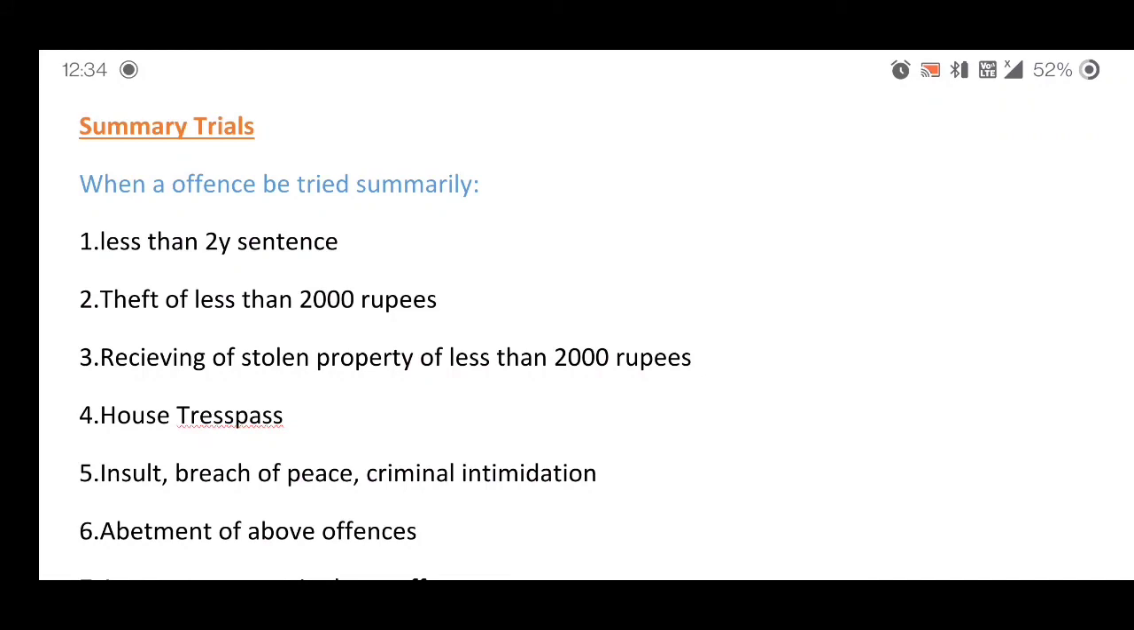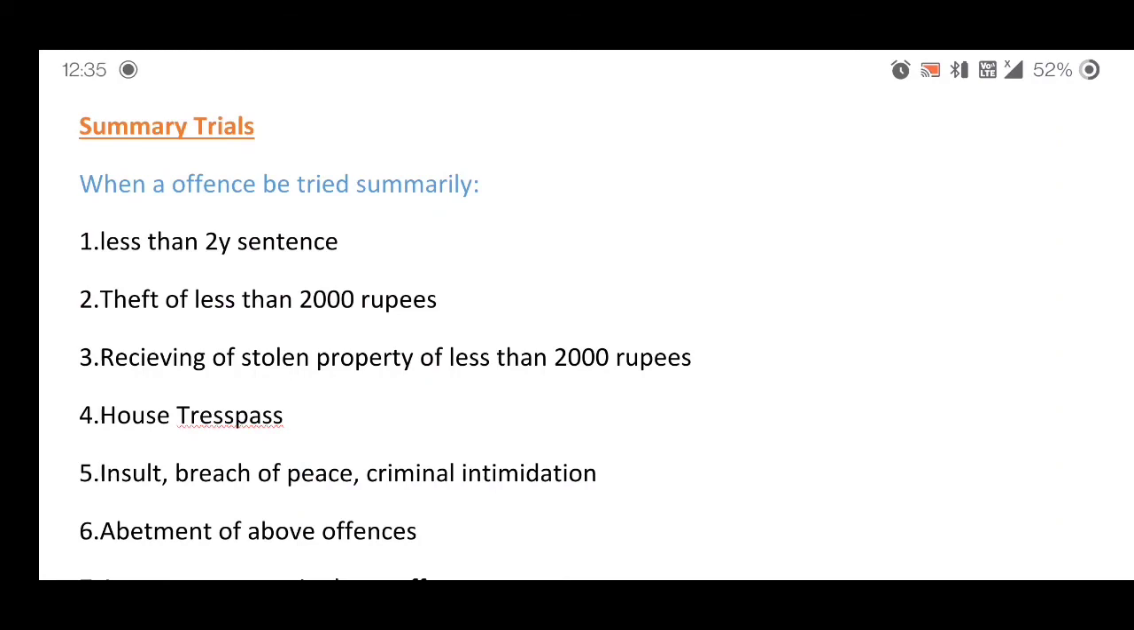Summary trial. Under summary trial, there are two long questions. The first one is when an offence can be tried summarily, and the other question is the procedure during summary trials. First we will see when an offence can be tried summarily. If the offence is punishable with less than 2 years of imprisonment, then the offence can be tried summarily.